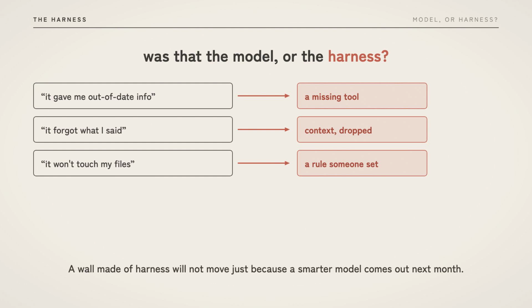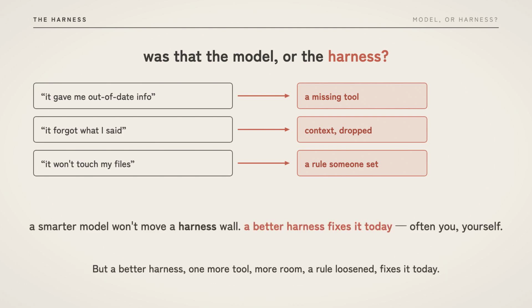A wall made of harness will not move just because a smarter model comes out next month. But a better harness, one more tool, more room, a rule loosened, fixes it today. And a lot of the time, you can improve the harness yourself. Give it the context it was missing, turn on the tool it needed, adjust the rule that was in the way. You have far more leverage than just sitting around waiting for a smarter model.